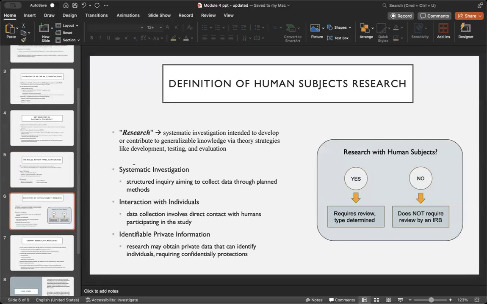So, according to federal regulations, research is defined as a systematic investigation designed to develop or contribute to generalizable knowledge. This includes structured inquiries that use planned methods for collecting and analyzing data, and research involving human subjects, when investigators interact with individuals or collect identifiable private information. This is especially important because when private information is collected, it can be linked to a specific individual. So, obviously, ensuring that confidentiality is maintained and protections are thus needed.